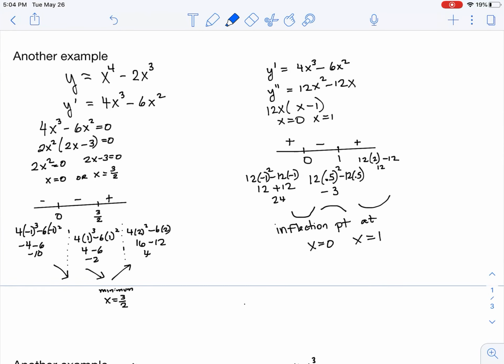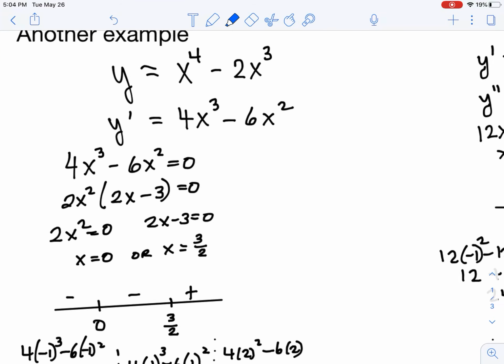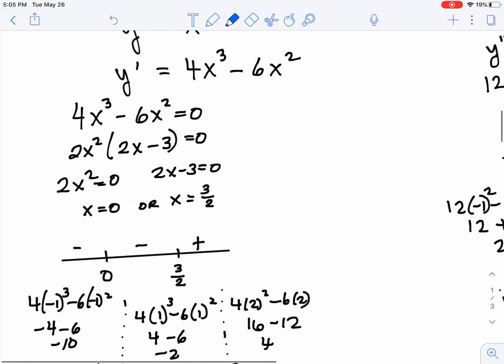I have x to the fourth minus 2x to the third. All right, so I'm going to do my first derivative, and that's 4x to the third minus 6x squared. Okay, I set that equal to 0, and then I solve for x. I factored out a 2x squared because I could, makes it a little bit smaller. So that means x is either equal to 0 or x is equal to 3 halves.